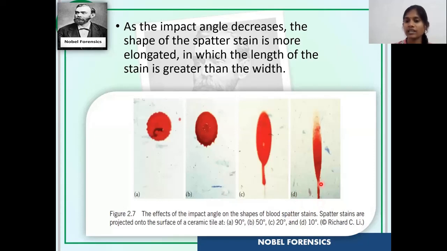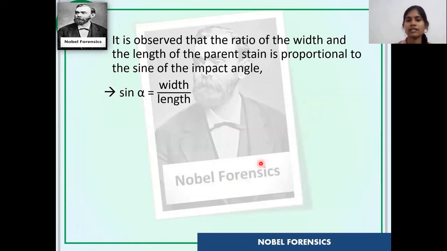So based on this tail, we can identify the direction of travel. From these images, we can identify that blood is traveling from the above direction to the below direction, or downward. So at the crime scene also, based on this tail portion of the blood stains, we can identify the direction of travel.